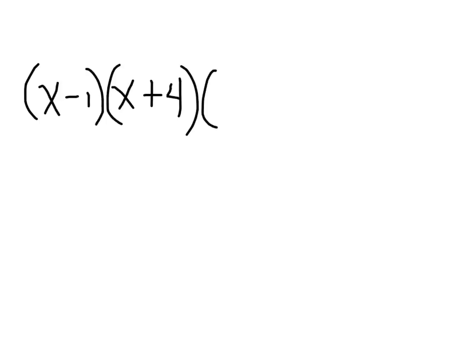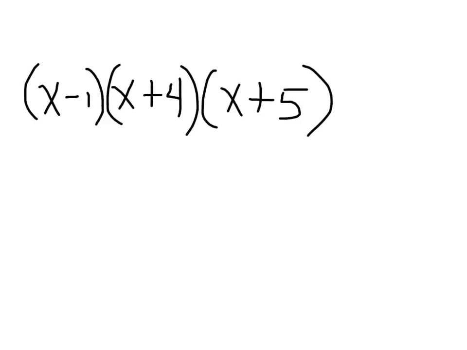Then what if I have x minus 1 times x plus 4 times x plus 5? Notice how I have multiplication now. What is the rule according to the order of operations for multiplication? You multiply it from left to right.